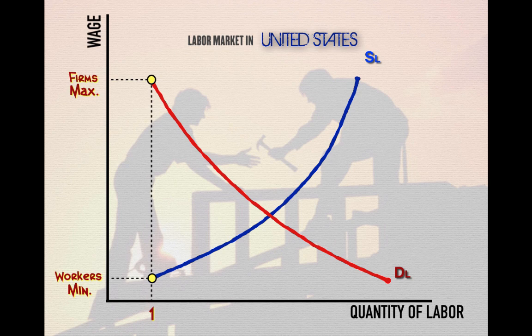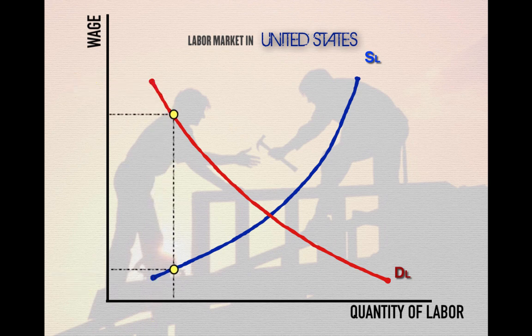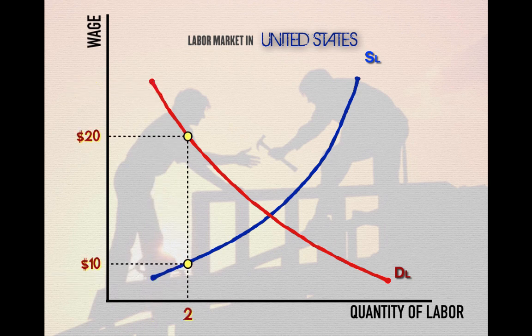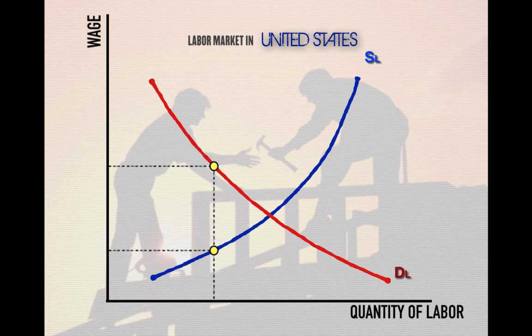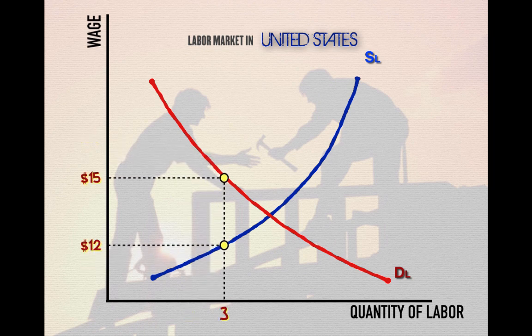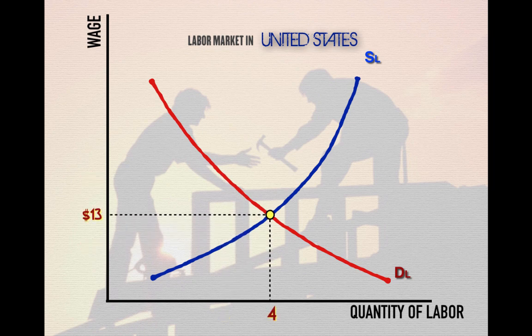In this example, as negotiations begin, workers will offer their labor at $20 an hour, while firms will offer to pay $10 an hour. With no agreement reached, negotiations continue, and workers offer their labor at $15 an hour, while firms offer $12 an hour. With no agreement reached, negotiations will persist until an equilibrium wage is agreed upon, $13 an hour, and the firm can hire 4 workers at that wage.